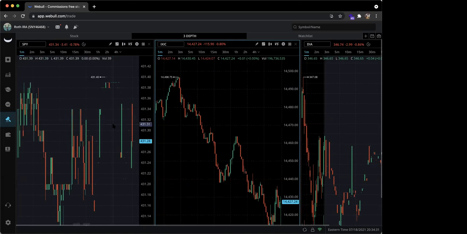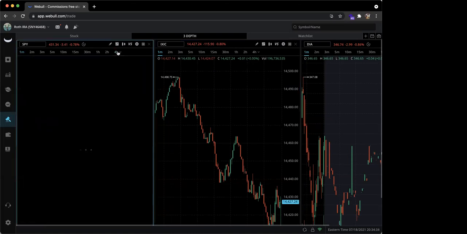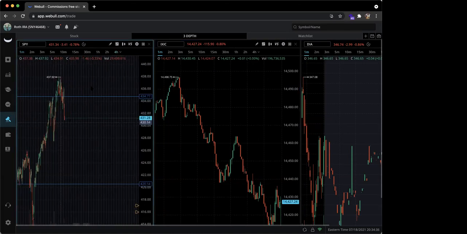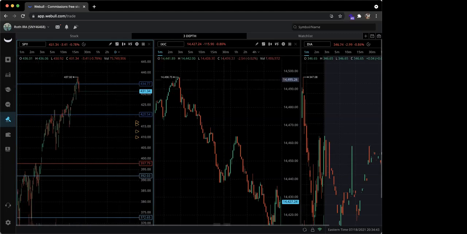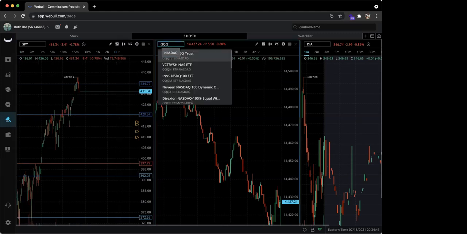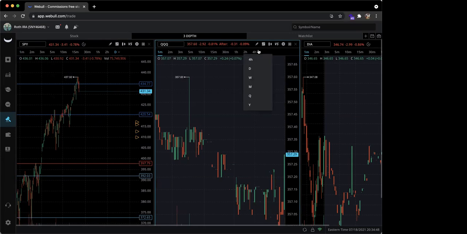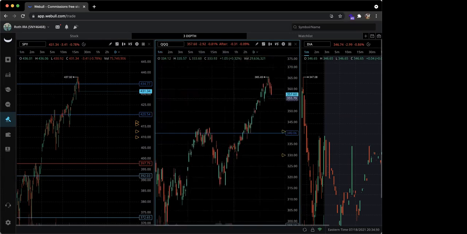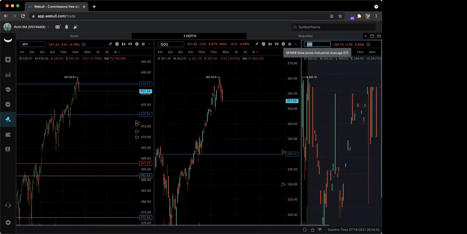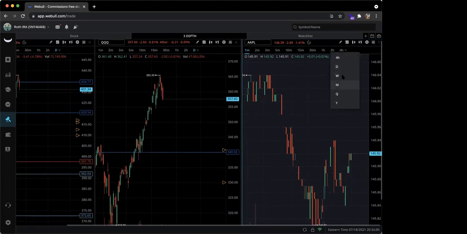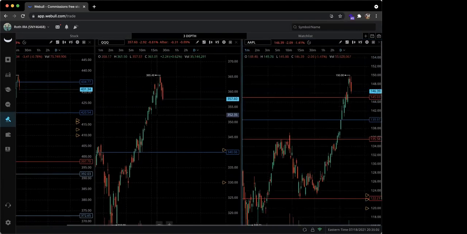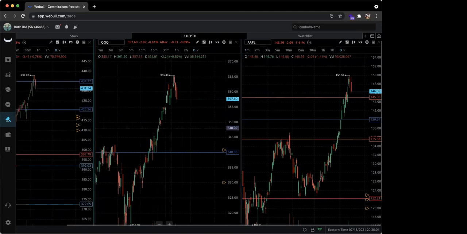And right now the market is doing the exact same thing as Apple, right? So if you look at the SPY on the daily, and then you look at QQQ on the daily, and you look at the Apple, you notice that we're all hitting these same limits right here, right?